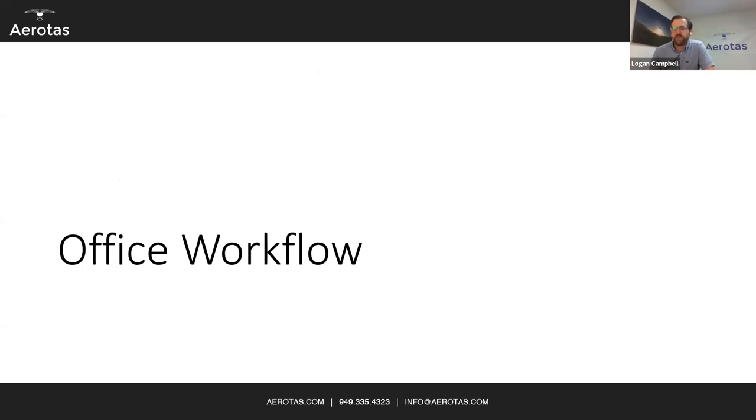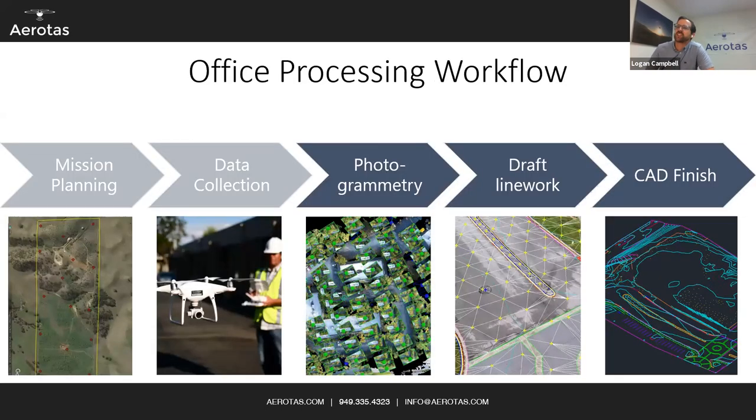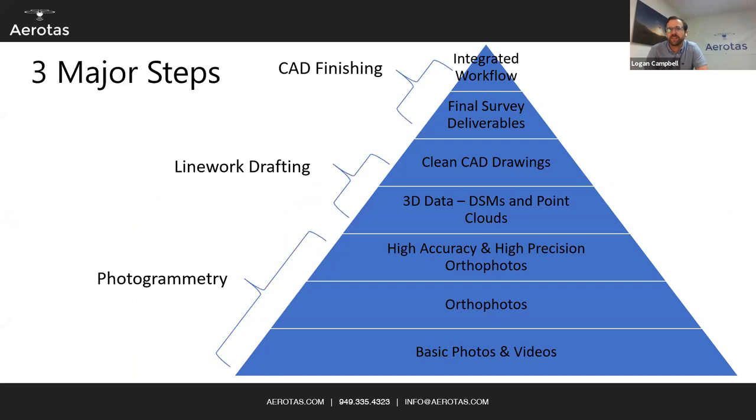And we can move into the office workflow, which as before are these last three steps in it. Photogrammetry, line work, CAD finishing. Those are the three major steps, the three big differences in it. As I've said, photogrammetry gets you the basic photos and videos, orthophotos, and accuracy. In fact, that photogrammetry step is where most of the accuracy of a project comes from. It comes down to the difference between 1/10 of a foot of accuracy and 1 foot or 1.5 feet of accuracy, which for the record would be horrible by our standards.